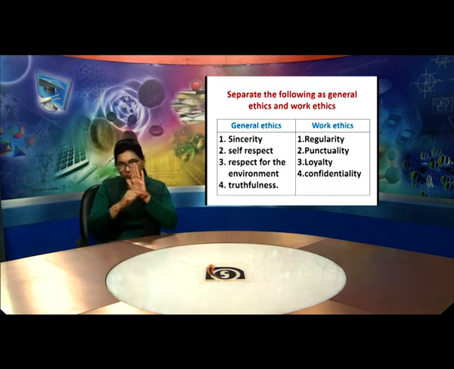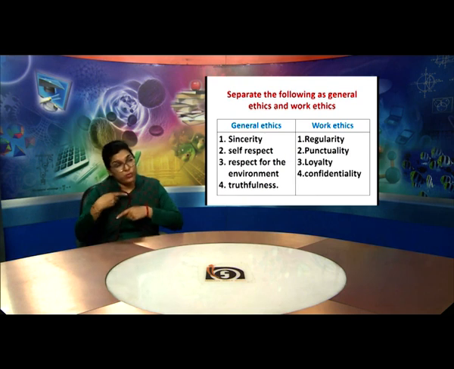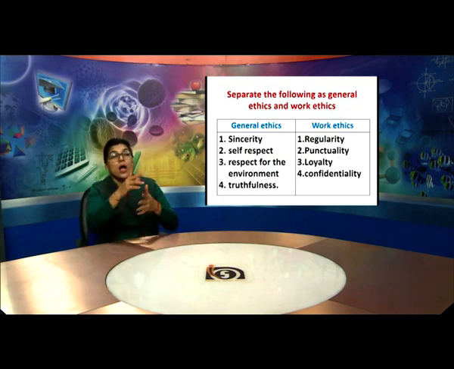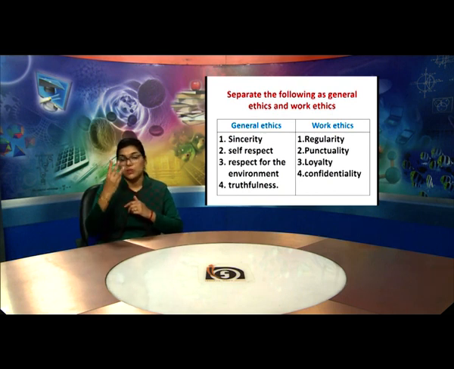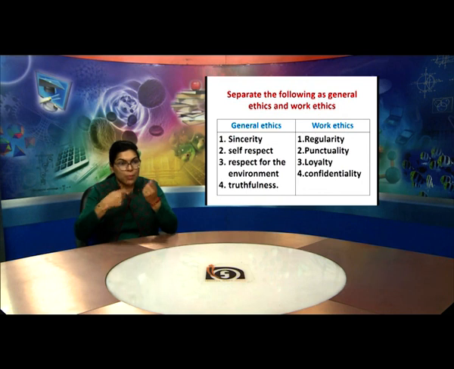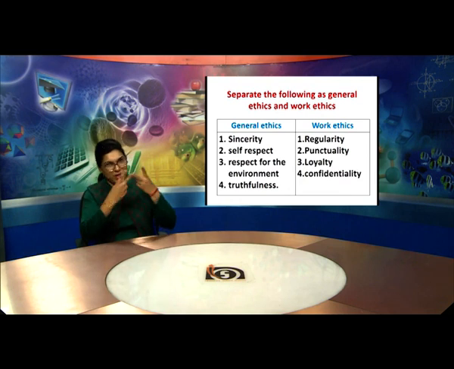On the right side, you can see the work ethics. These are also four. The first point under work ethics explains regularity. The second point explains punctuality, doing the work on time. The third point is loyalty, being honest for the work. The fourth point is confidentiality, to keep the secret to oneself only. So these are the general ethics and these are the work ethics. We should be aware that these are two separate ethics.